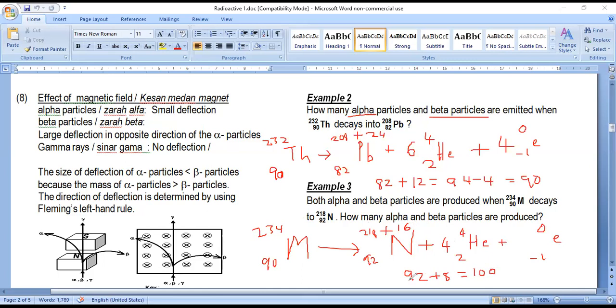Okay, so how much do you need to minus to get back 90? You have to minus 10. So here will be 10. Okay, so the answer will be 4 alpha, 10 beta. Okay, 4 alpha, 10 beta.